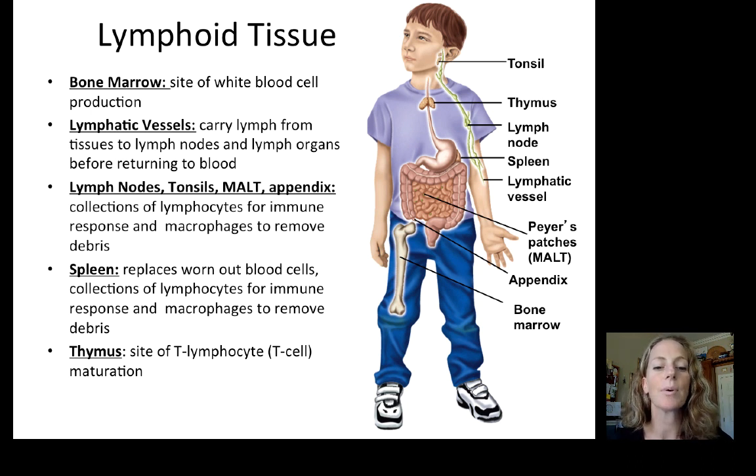The spleen is important for replacing worn-out blood cells, but also has a collection of lymphocytes for the immune response. It will also have macrophages to remove debris. The thymus then is one of the sites of T cell maturation, and we'll talk about that in a moment.